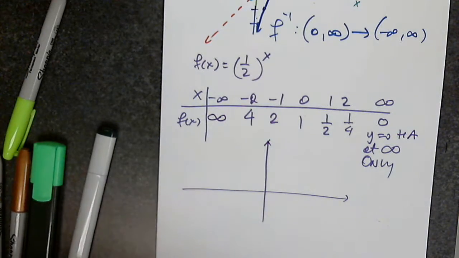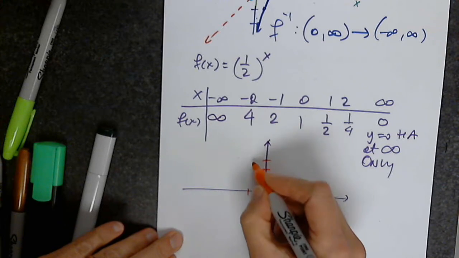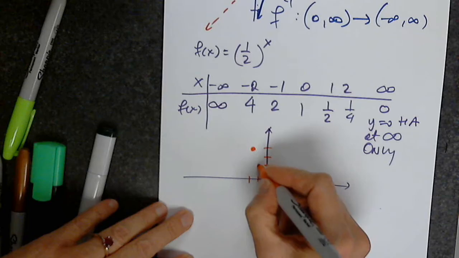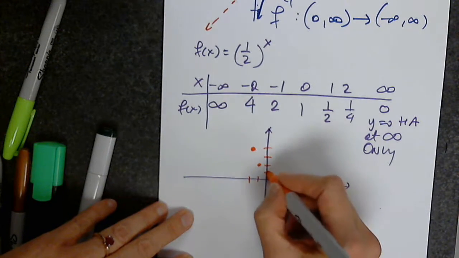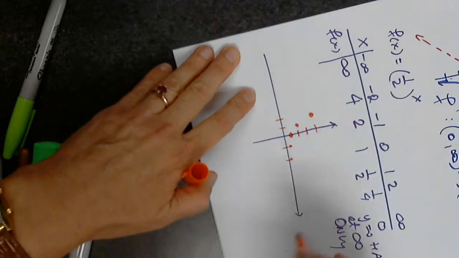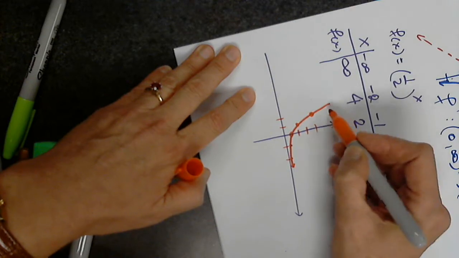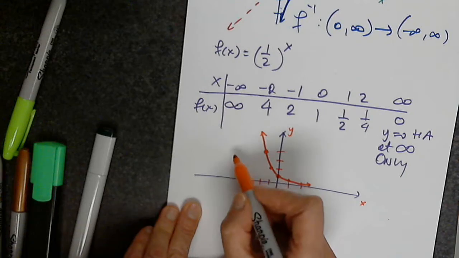So from left to right, -2, 4, -1, 2. Is this okay so far? 0, 1, 1, 1/2, and 2, 1/4. This is the graph of the exponential function with a base less than 1.